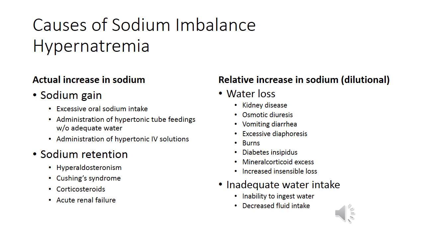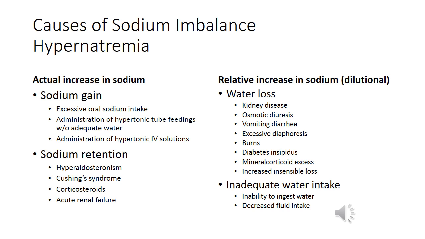Hyperaldosteronism is a condition in which too much aldosterone is produced by the adrenal glands. It causes water and sodium retention. Corticosteroid use can have side effects such as hypertension, hypokalemia, and hypernatremia. Acute kidney injury adversely affects the kidney's ability to filter and remove water and sodium, and therefore may cause an actual increase in sodium, or hypernatremia.